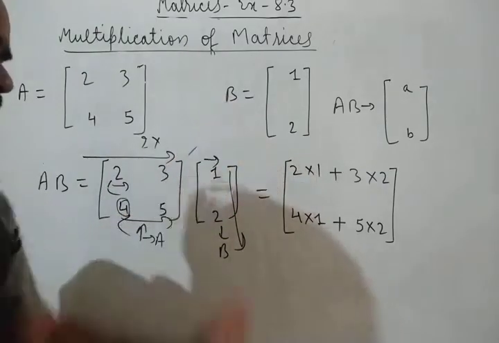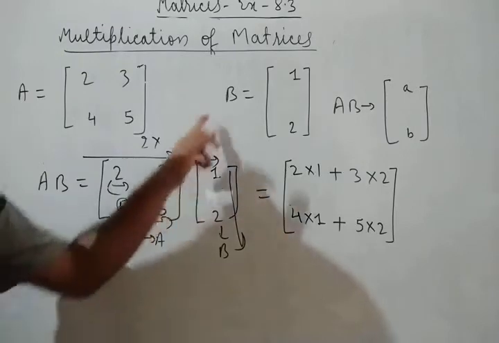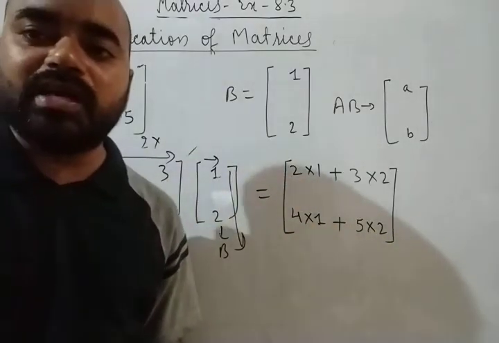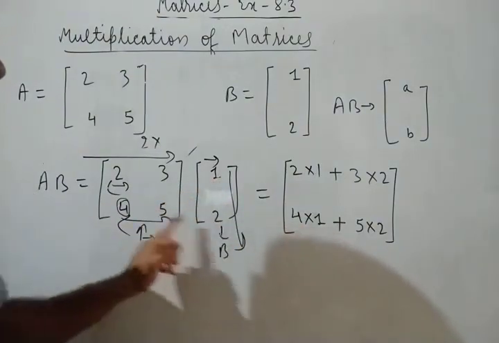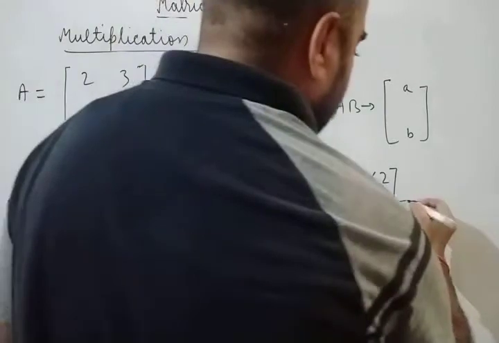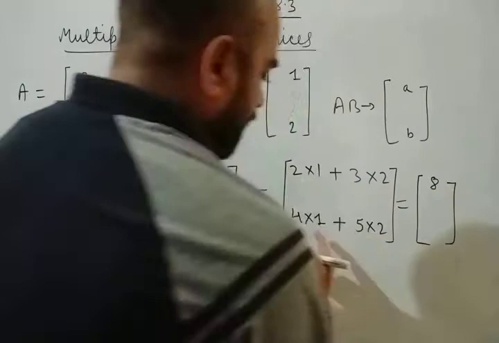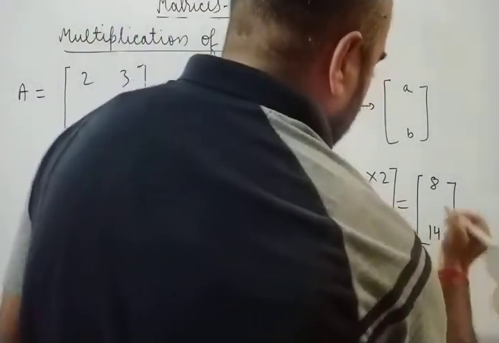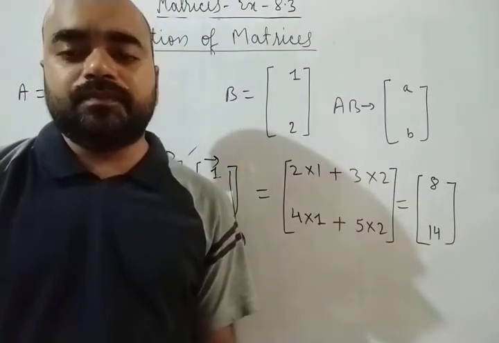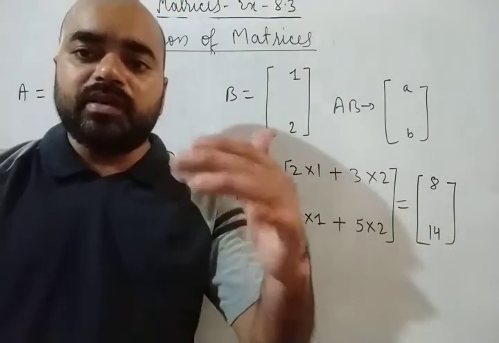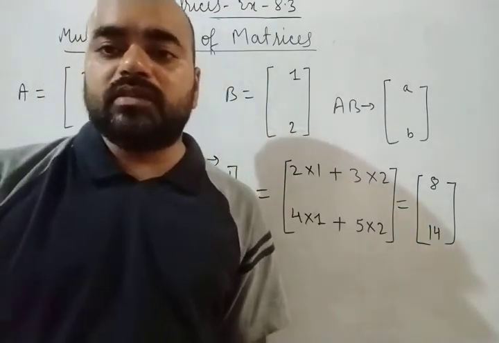Understood? First row, first column, corresponding elements: 2 into 1 plus 3 into 2. Then second row, first column, corresponding elements multiplied and added: 4 into 1 plus 5 into 2. Now add. This finally gives 2 plus 6, that is 8, and 4 plus 10, that is 14. Correct? This is the required matrix AB. Understood a little bit? It will be understood, don't worry. This is only the first question. It will be understood. Now, second question.